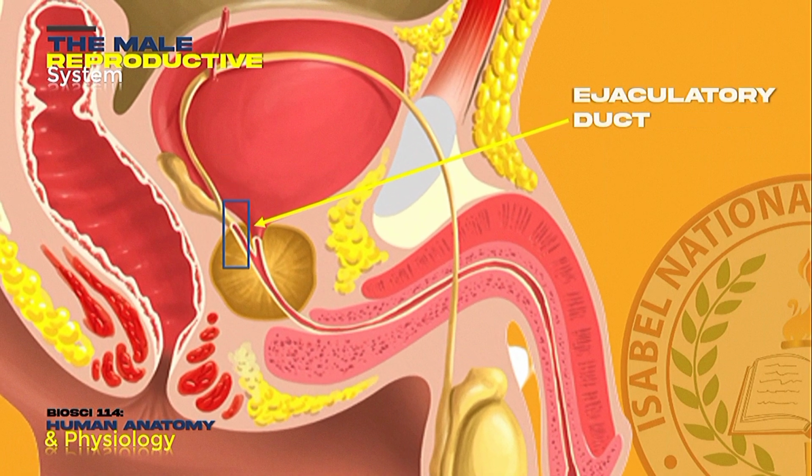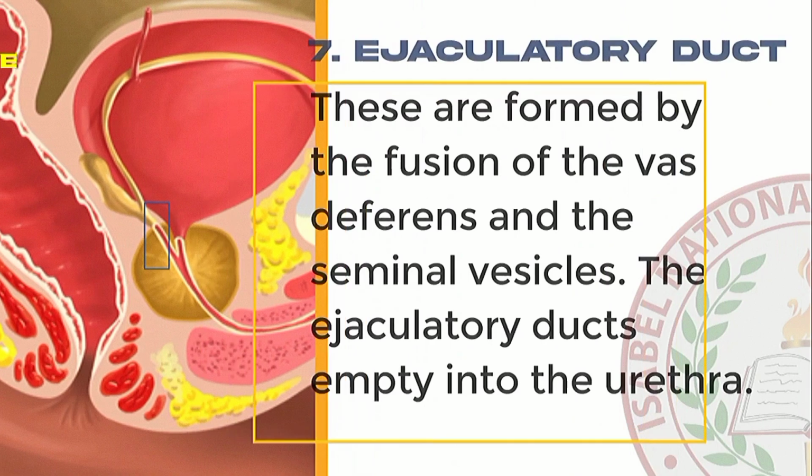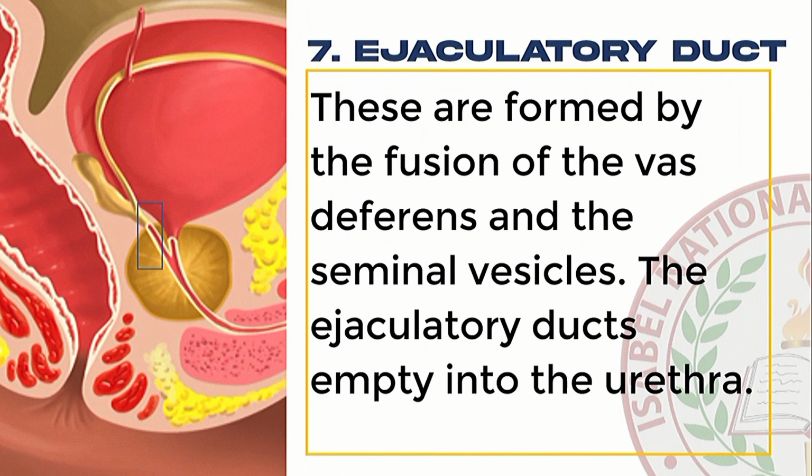Seventh is the ejaculatory duct. These are formed by the fusion of the vas deferens and the seminal vesicles. The ejaculatory ducts empty into the urethra.